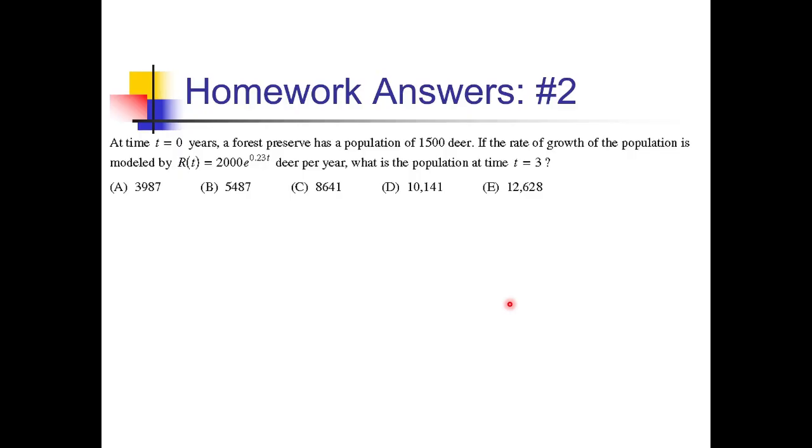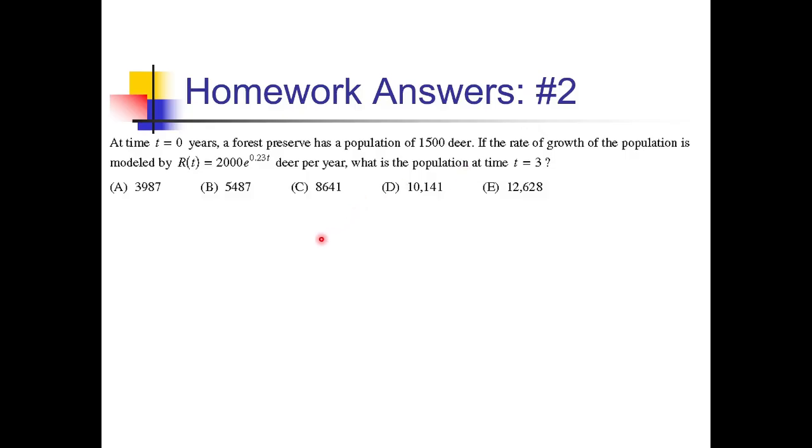On this problem, we're told that at time 0, a forest has 1,500 deer in it, and the rate of growth of that population of deer is modeled by this R of t function. It's an exponential function in deer per year. We want to know the population at time 3. Since I have one population value and I have the rate of change of population, I can figure out other values by using my fundamental theorem.